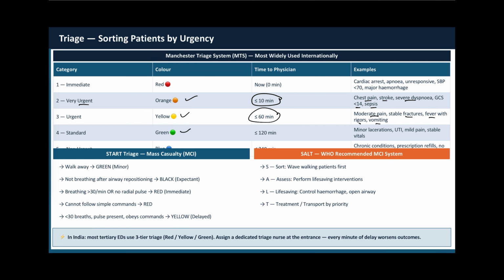Green are the standard ones who need to be attended at least within 2 hours. These are the minor lacerations, UTI, mild pain, and stable vitals patients. Blue are the ones who need to be attended at least within 240 minutes, that is 4 hours. These are the patients with chronic conditions and who came for a prescription refill.